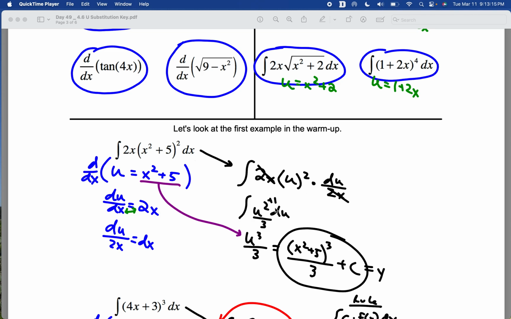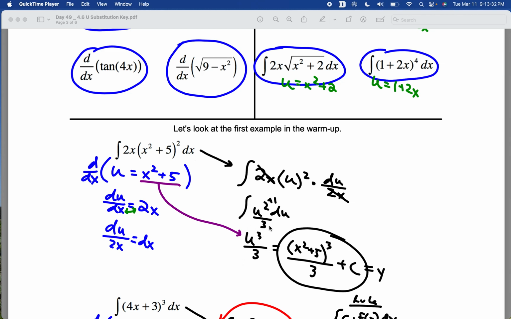Now that I have everything in terms of u, I'm just going to do the normal power rule. So I'm going to add 1, which is 3, and then divide by 3 to do my integration. Now that I've integrated, I can get rid of that du. So this is just my solution right here.